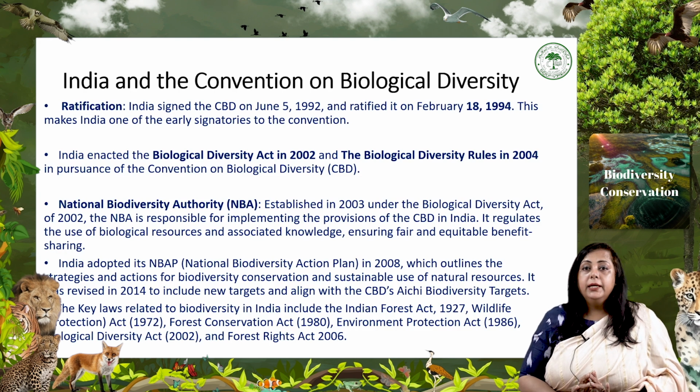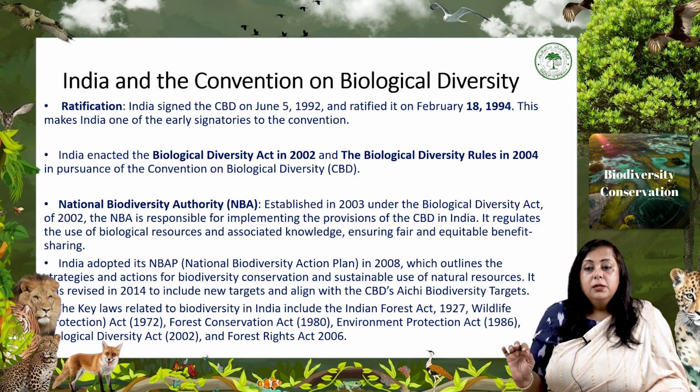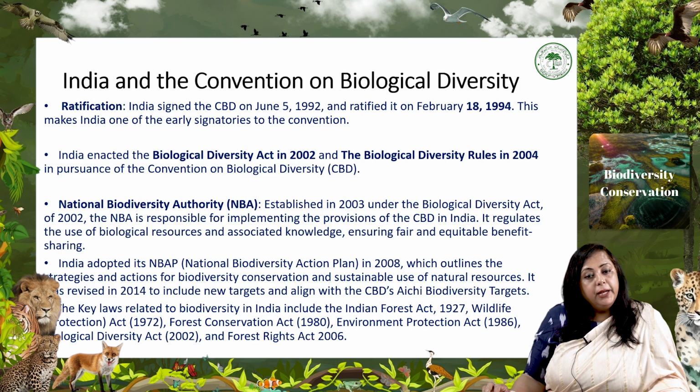The National Biodiversity Authority (NBA) was established in 2003 under the Biological Diversity Act of 2002. The NBA is responsible for implementing the provisions of the CBD in India. It regulates the use of biological resources and associated knowledge, ensuring fair and equitable benefit sharing. India adopted its National Biodiversity Action Plan, NBAP, in 2008, which outlined the strategies and actions for biodiversity conservation and sustainable use of natural resources. It was revised in 2014 to include new targets and align with the CBD's Aichi Biodiversity Targets.